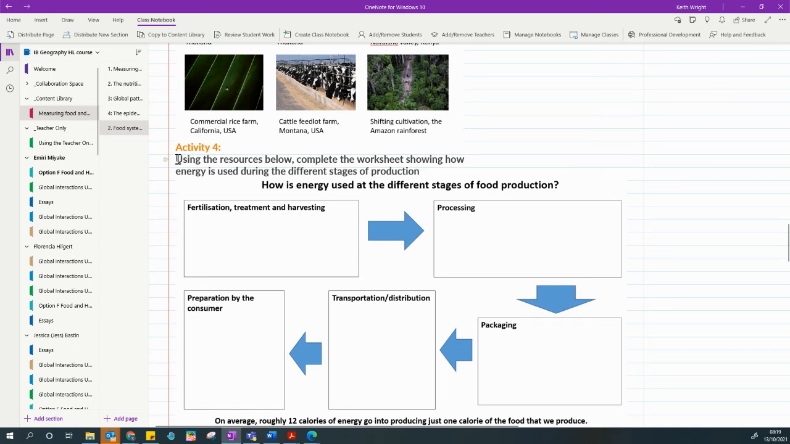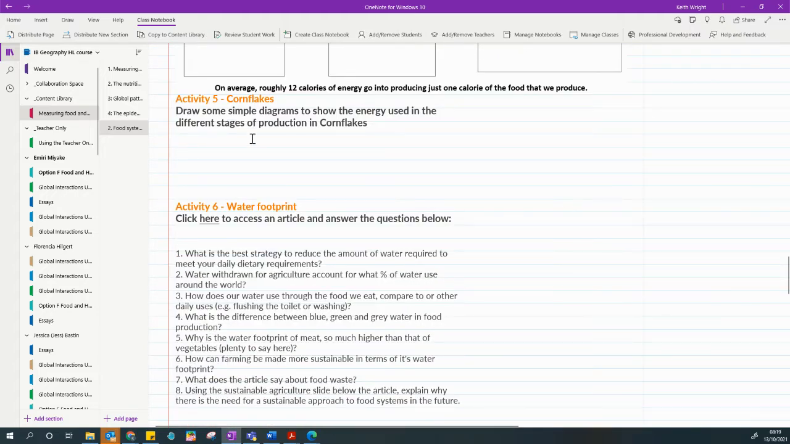If you could do activity 4, where you use the resources, it says below, that should be in the Firefly page, to complete the worksheet. Again, just double click and type in there or write. So complete that worksheet about how energy is used at different stages of production. And then you've got activity 5, draw simple diagrams to show the energy used in different stages in the production of cornflakes, which many people eat for their brekkie in the morning. Don't worry about water footprint.